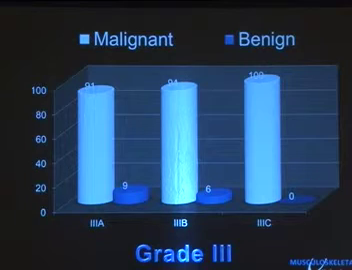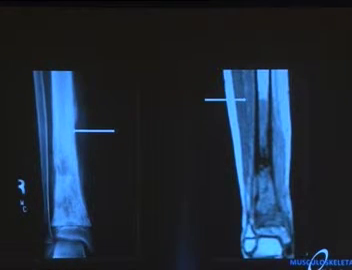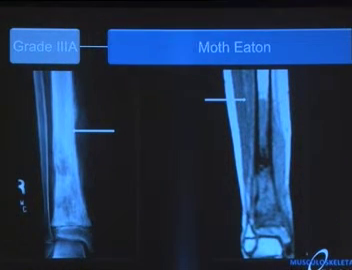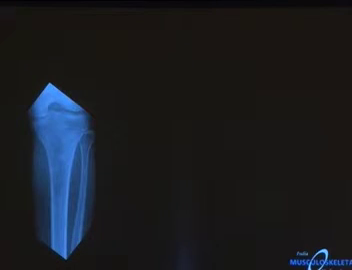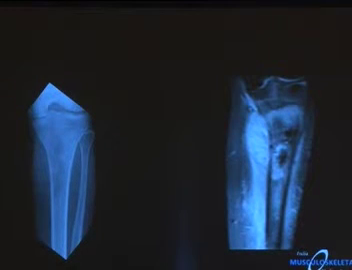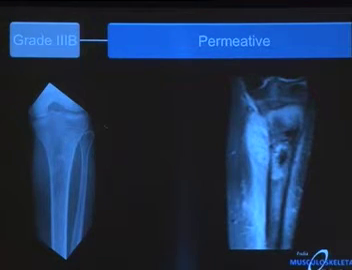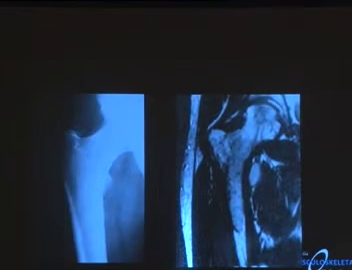When we get to grade 3 lesions, grade 3 lesions are predominantly malignant tumors. Here is a moth-eaten appearance, and you can see that that tumor is extending much farther up the canal than you would originally visualize from the X-ray. That would be a 3A, or moth-eaten. Then we have a permeative lesion, which we call a 3B. You can see there's a very rapidly growing permeative appearance on the X-ray, but by the MRI scan, this tumor is extending much farther up and down that canal than you can see on the X-ray. That's an example of a 3B, or permeative appearance.